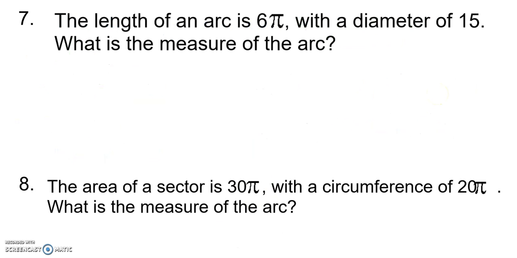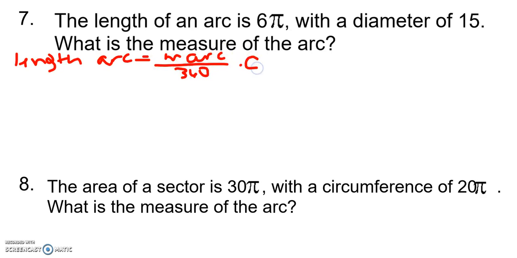Alright, so moving on to number 7. So now we're going to be using our length formula. This says the length of an arc is 6 pi with a diameter of 15, and we want to know what the measure of the arc is. Okay. So just remember that the length of an arc equals the measure of the arc divided by 360 times the circumference, right? That's just review.